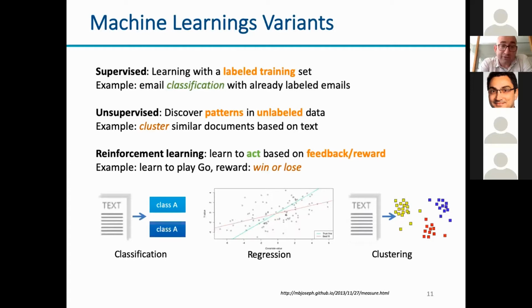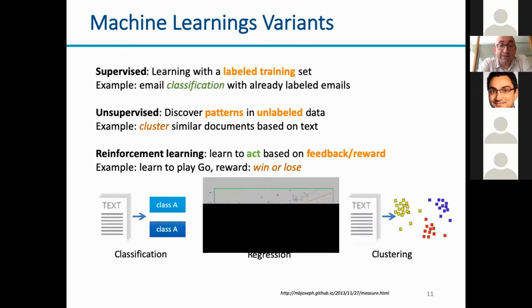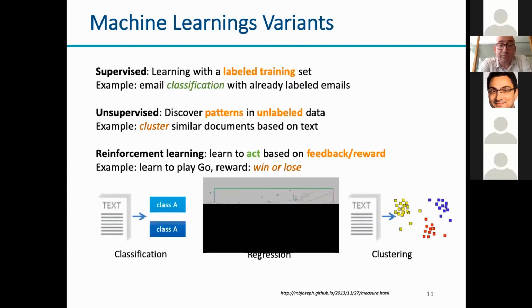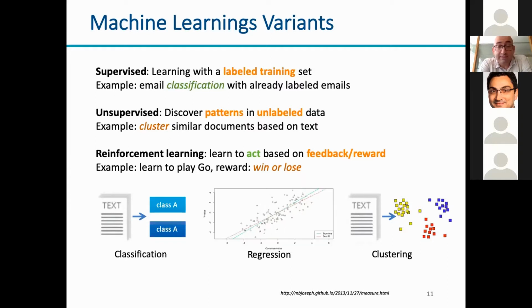There are three categories of machine learning variants. The first category is supervised algorithms. In supervised algorithms, you are learning with labeled training data. For example, you want to classify your emails into two classes, spam or non-spam, normal emails. So you have some emails that are labeled as spam and non-spam. Classification is one example of supervised learning, and also regression.